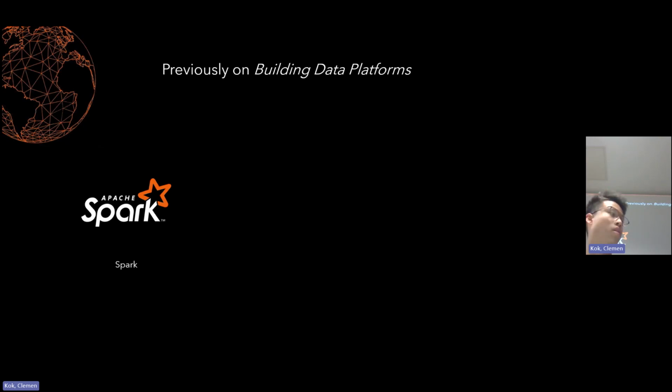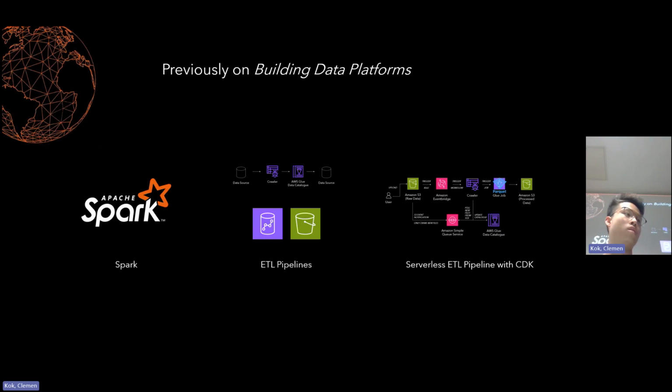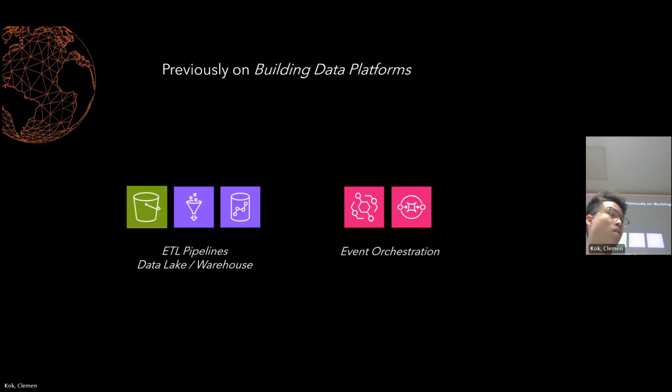We talked about Spark, which is a big data processing engine. We also ran through how to create ETL pipelines using services like AWS Glue and S3, and the creation of a serverless data pipeline with CDK and AWS. The services that we introduced last week include S3, Glue, Redshift, which is a data warehouse, as well as several event orchestration tools like EventBridge, as well as SQS or Simple Queue Service.